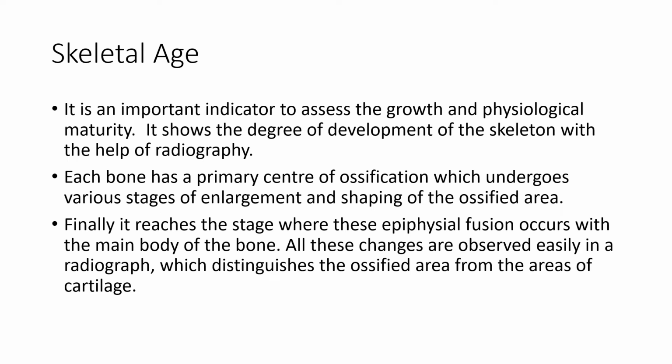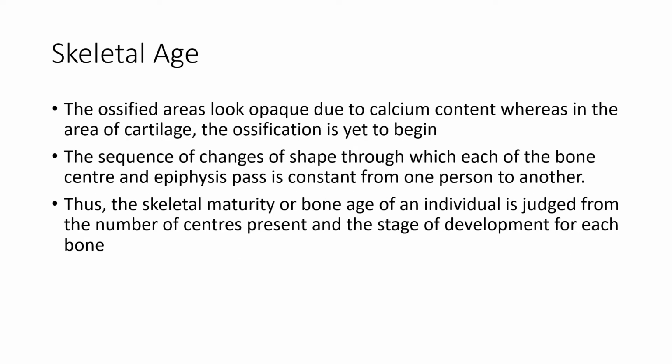All these changes are observed easily in a radiograph, which distinguishes the ossified area from the areas of cartilage. All right, the ossified areas look opaque due to calcium content, whereas in the area of cartilage, ossification has not yet begun. All right, the sequence of changes of shape through which each of the bone centers and epiphyses pass is constant from one person to another. Thus, the skeletal maturity or bone age of an individual is judged from the number of centers present and the stage of development of each bone.